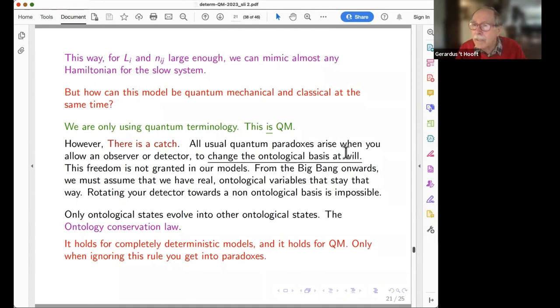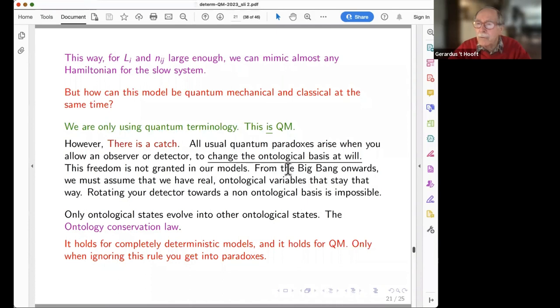It is that there's one thing I cannot do in my models, which is change the ontological basis. The ontological basis is the basis in quantum field theory where I'm not looking at the energy eigenstates, I'm looking at where all these balls are, exactly where they are. That's the ontological basis. But if I use that basis, I cannot go to a different ontological basis, because if I do, I go to a basis where these balls are in a superposition.